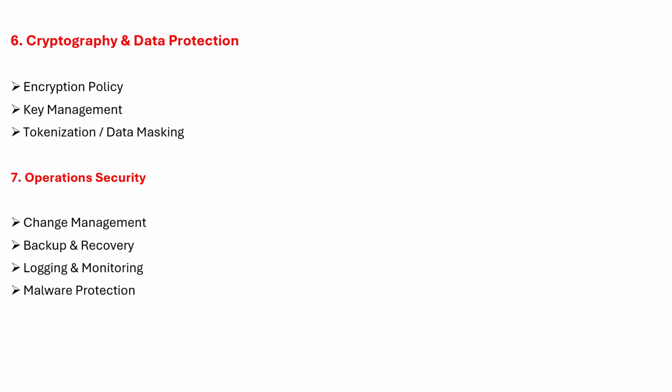Next is the crypto and data protection. How your data is protected, you need to mention in your encryption policies, in your master policies. How key management is being used and where it is stored and who is the owner of that key. These are the things we need to mention. Tokenization and data masking. What are the types and classification of crypto you are managing? That should be mentioned under tokenization and data masking parts.